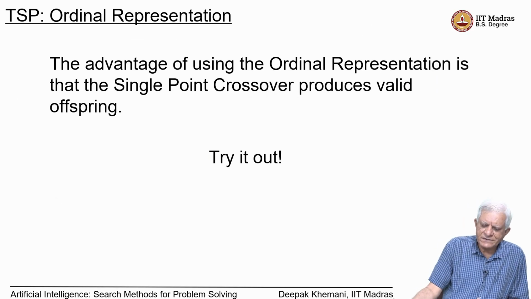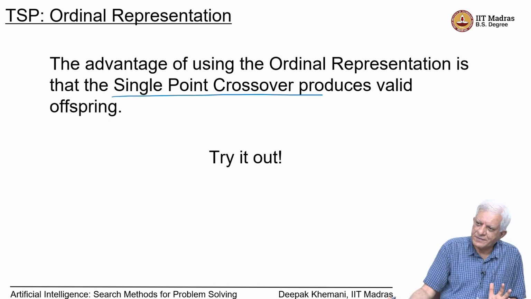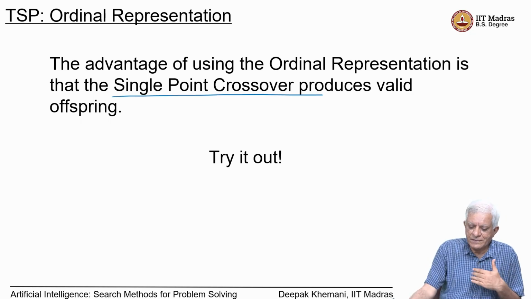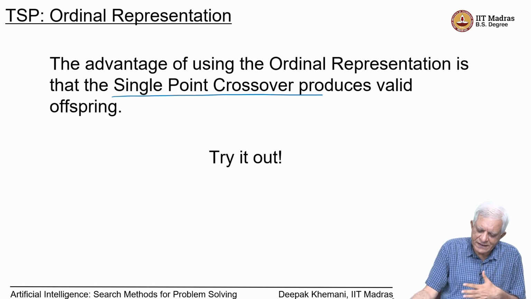What is the advantage of ordinal representation? Why did we do all these complex things? The simple advantage is that a single point crossover produces valid offspring in the ordinal representation. Of course, I have not spoken about how to convert back from ordinal representation to the path representation, and I will leave that as an exercise, and also as an exercise to take 2 candidate tours, convert them into ordinal representation, do the single point crossover and see that you get valid tours actually. So, this whole exercise was simply so that single point crossover could be used here.